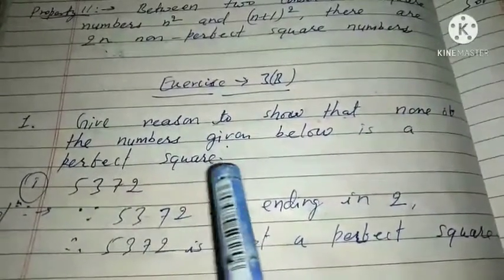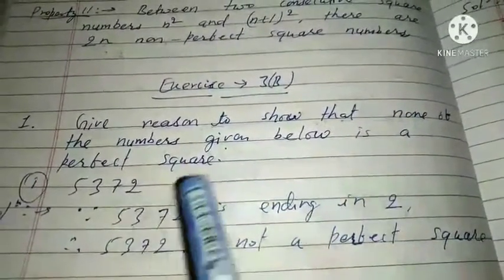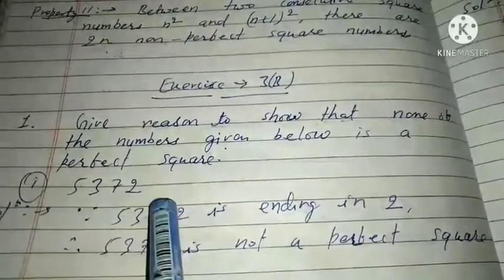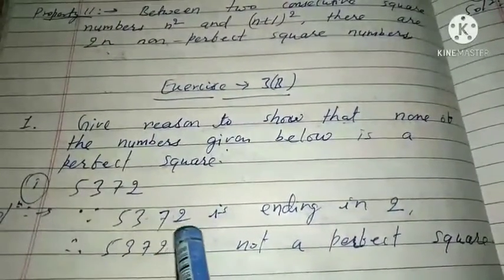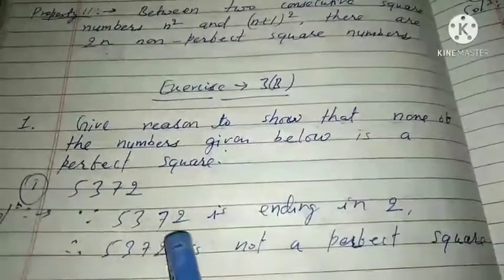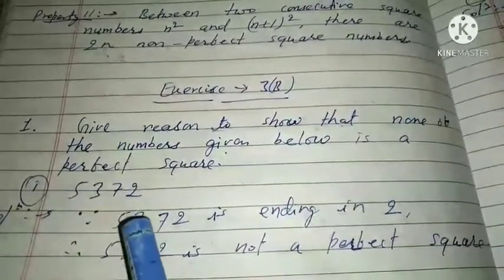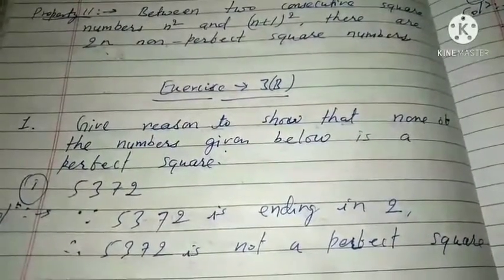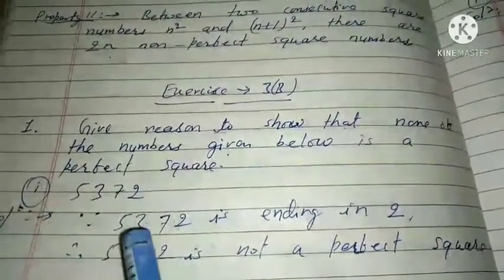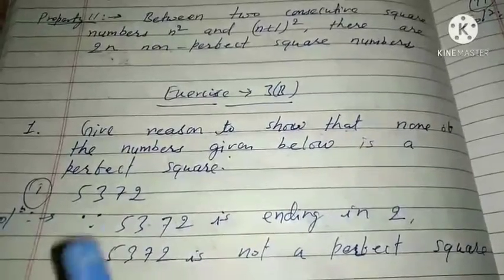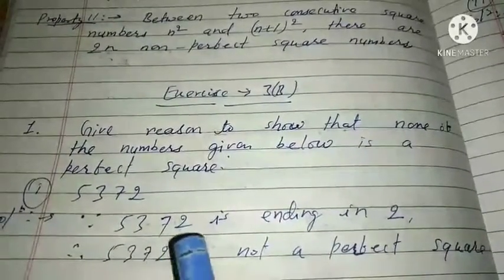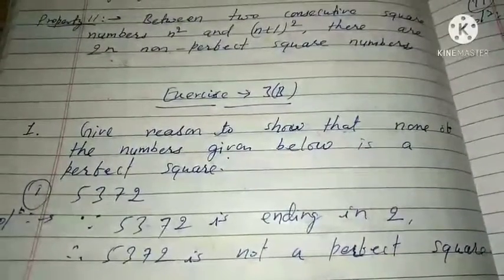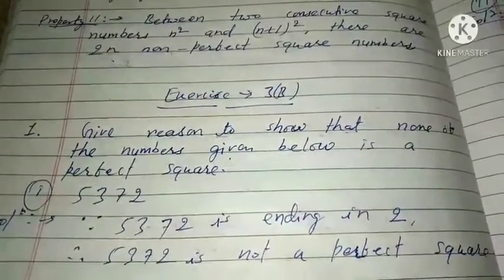First question says, give reason to show that none of the given numbers below is a perfect square. This number is 5372. According to the property, any number which ends with 2, 3, 7 or 8 is not a perfect square. Since this number is ending with 2, it means this number is not a perfect square. So this will be the reason: since 5372 is ending in 2, therefore it is not a perfect square number.